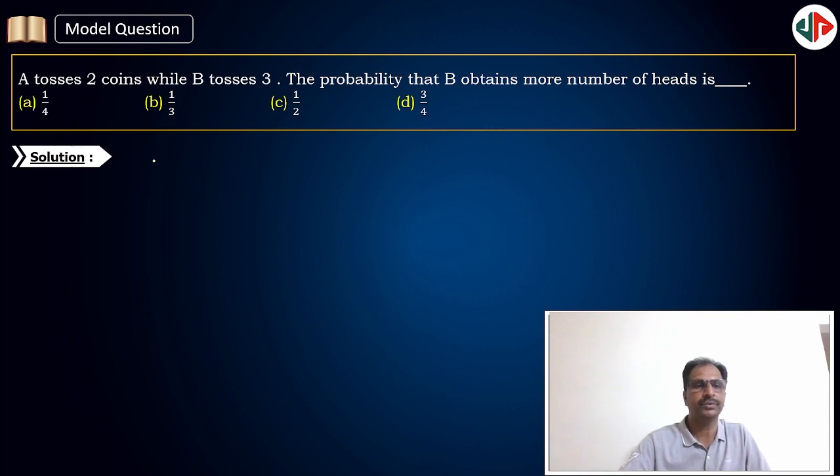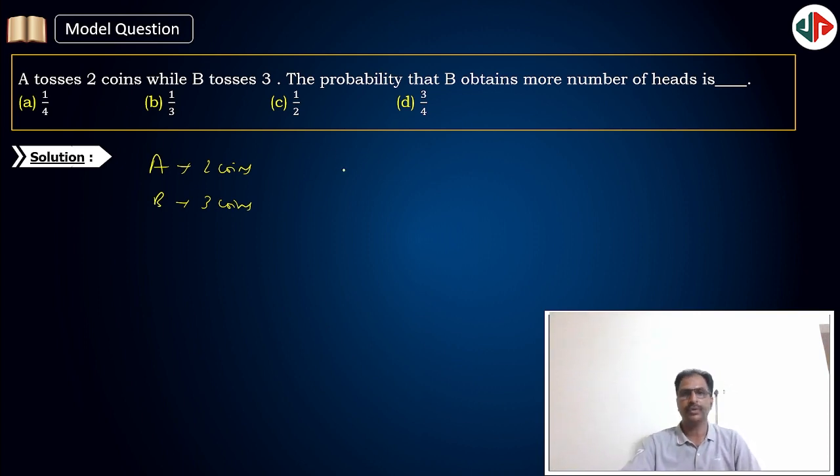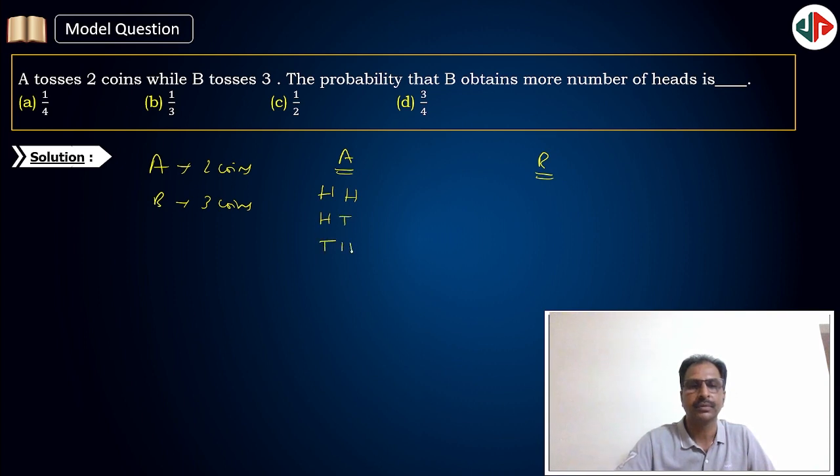Next, A tosses 2 coins. B tosses 3 coins. Then the probability that B obtains more number of heads. A tosses 2 coins means what are the possible cases? HH, HT, TH, TT. B tosses 3 coins. So there are 8 possible cases.